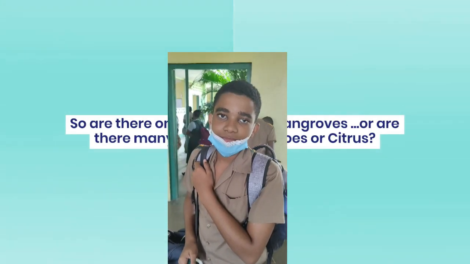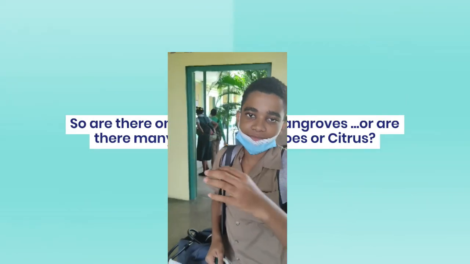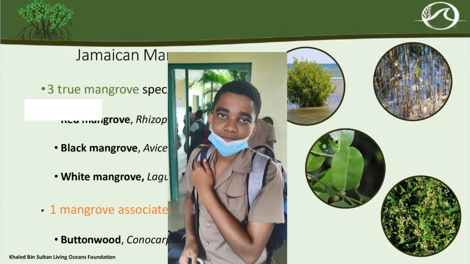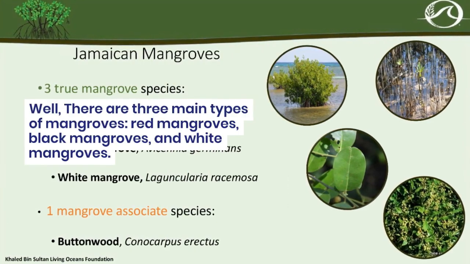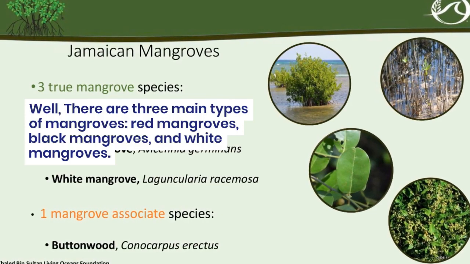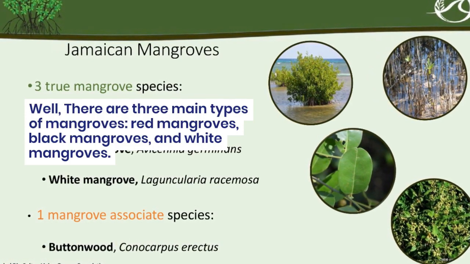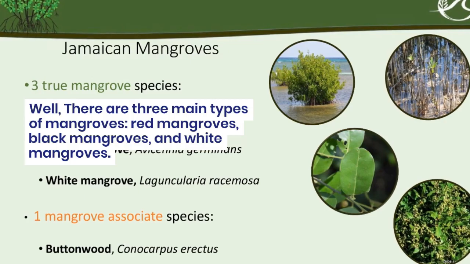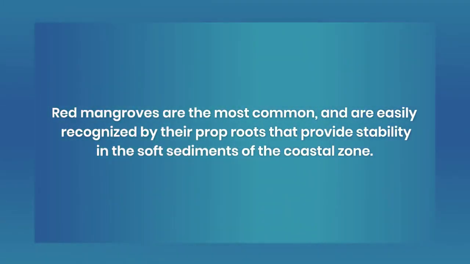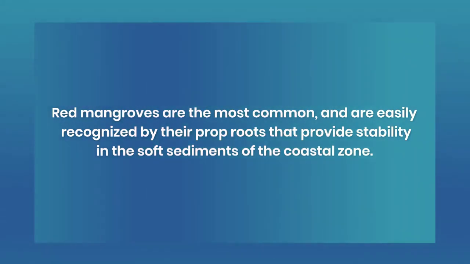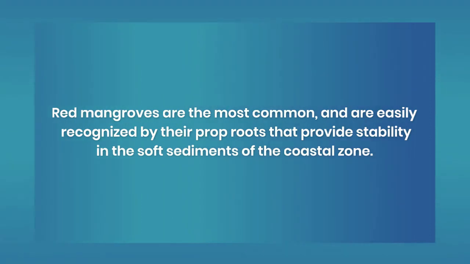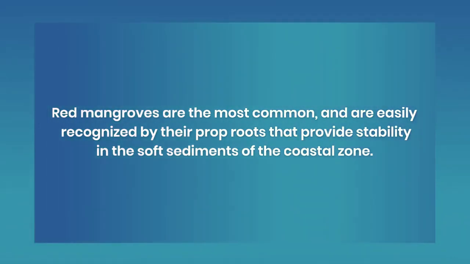So, Mr. Henry, is there only one type of mangrove? Or do we have a whole heap, like mango or citrus or them sort of fruits? Well, there are three main types of mangroves. You have red mangroves, black mangroves, and the less popular white mangroves. Red mangroves are the most common, you see them everywhere, and they are easily recognized by their prop roots that provide stability in the soft sediments of the coastal zone.